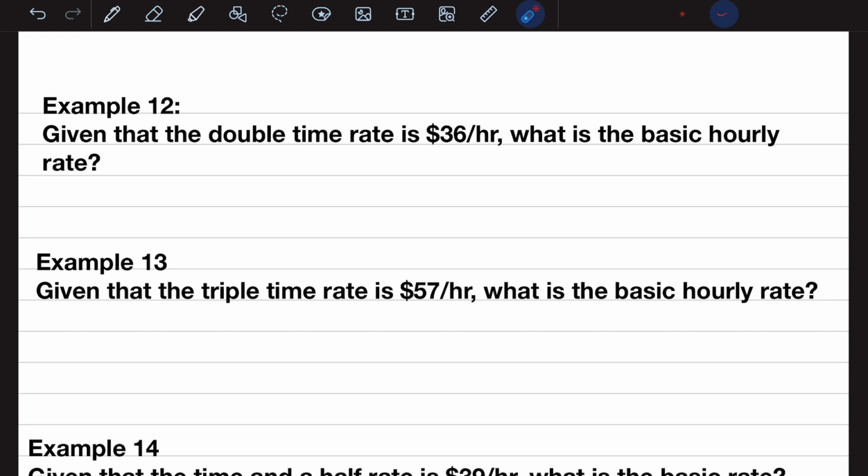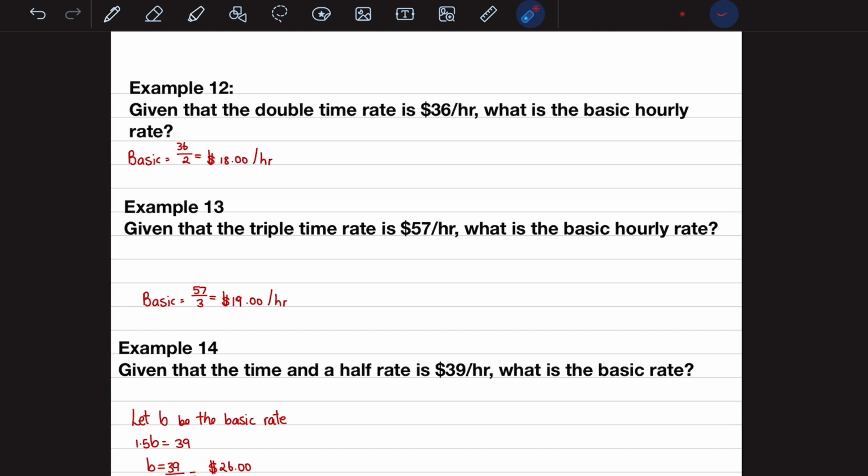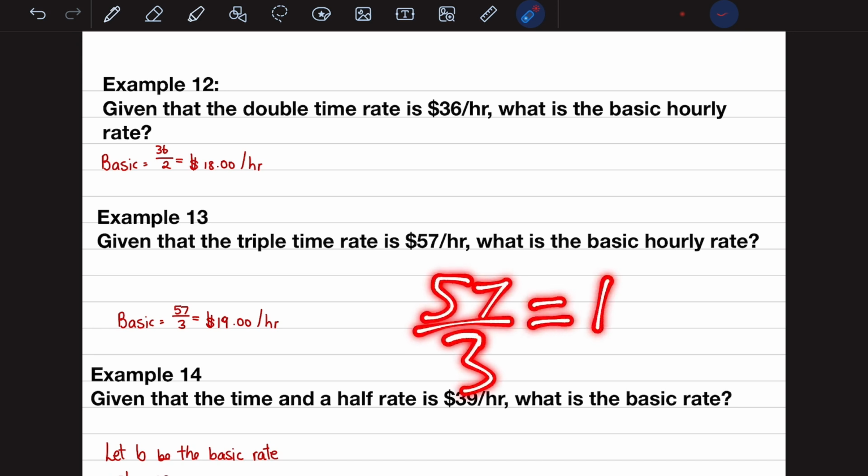Go ahead and pause the video and unpause it when you are finished. Alright, let's solve. So again, we have example 12 written there. We have example 13, which is triple rate. So 57 divided by 3 will give us the basic rate, which is 19. 19 3s are 57.